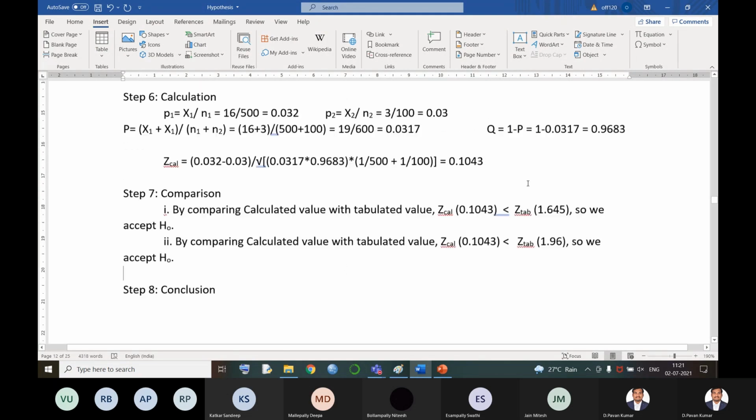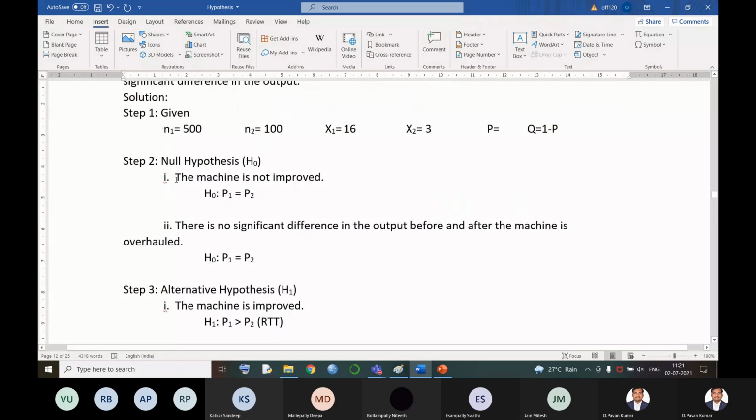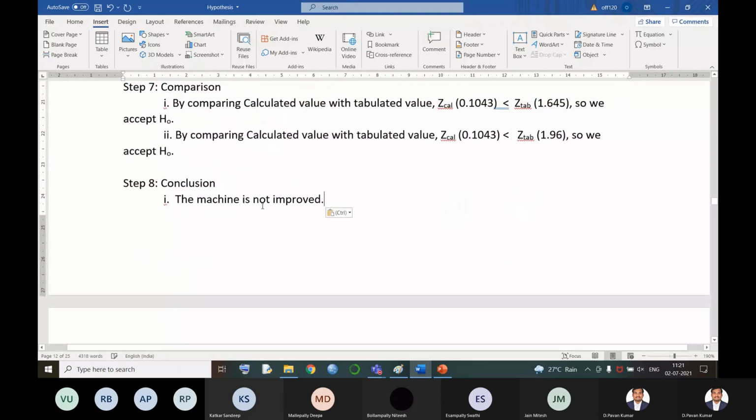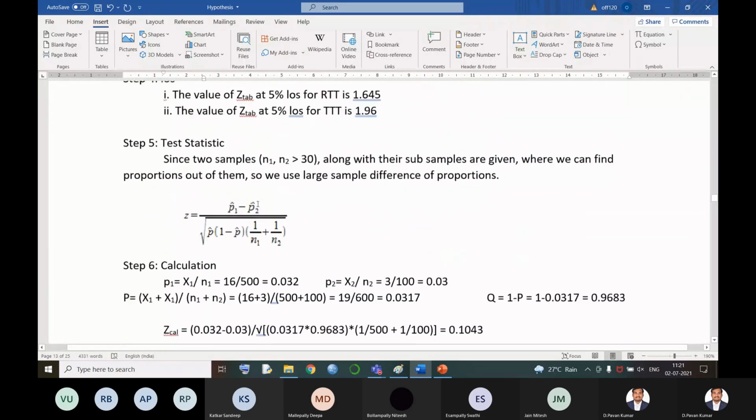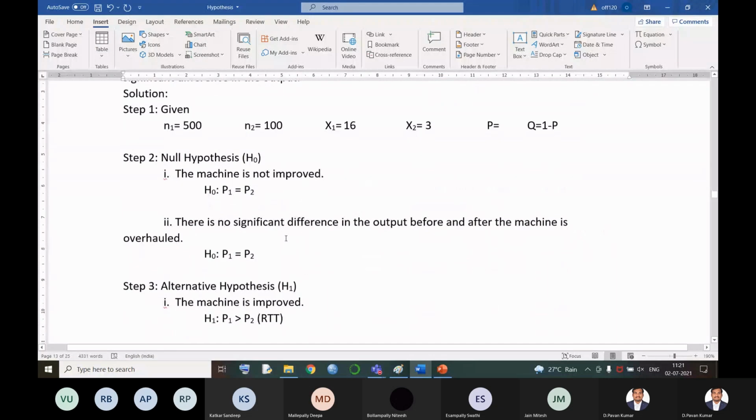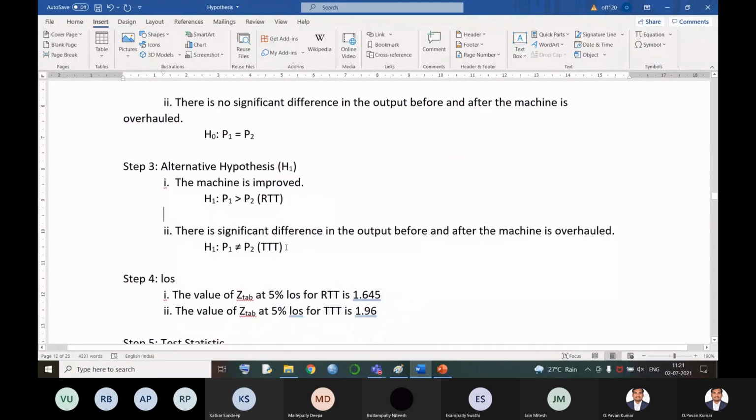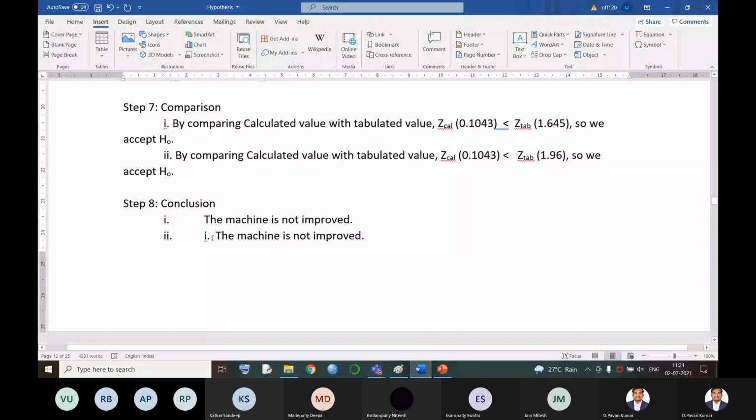What is the conclusion? We are accepting H naught in both cases, which means we need to copy this statement. Even the first case we are accepting H naught, second case also we are accepting H naught. That means in both the cases the machine is not improved. That means the number of defective articles before repair and after the repair are almost very equal. Why?